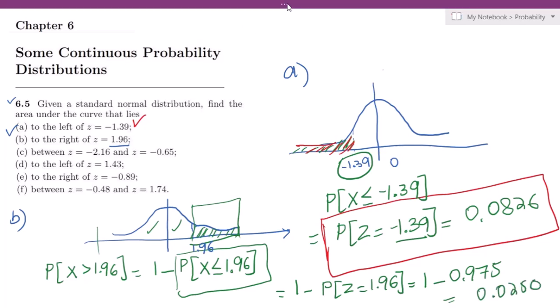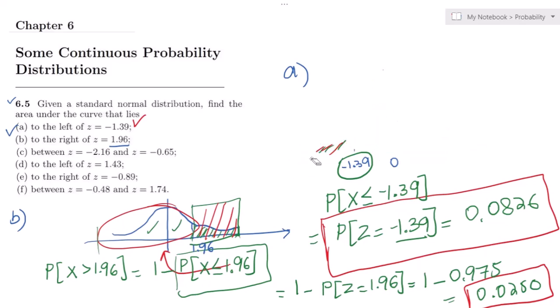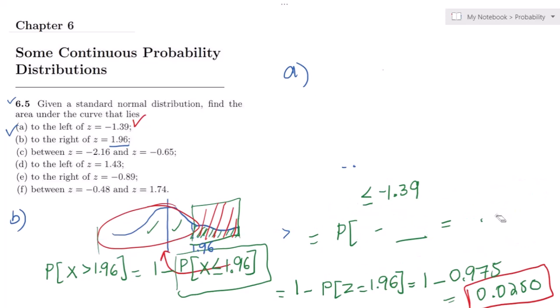0.0250, and that is basically the solution of part B of my question. So this is for part B, and you have understood that we had to find this area, and for it we have to subtract all this area which is here. So subtracting this one from 1, we have got our answer. Let me remove all these and move to part C of my question.